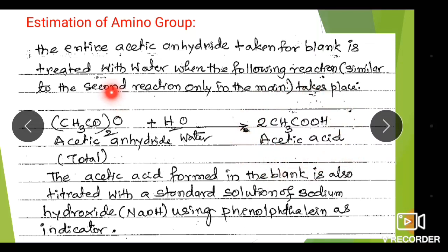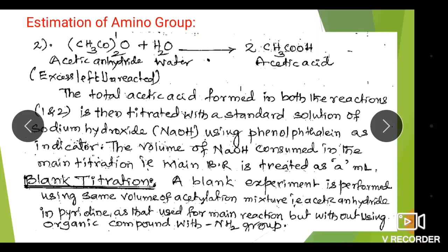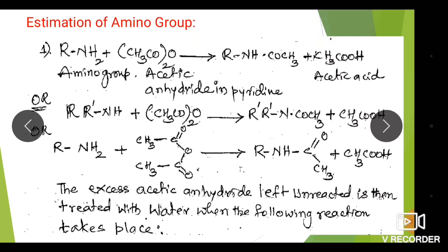Suppose we have taken 10 ml of acetic anhydride and carried out hydrolysis, we'll get 10 ml of acetic acid here. So 10 ml of sodium hydroxide is required to neutralize this. Then the blank reading is equal to, suppose, 10 ml. And in the main sample titration, see, suppose the sample titration is there.